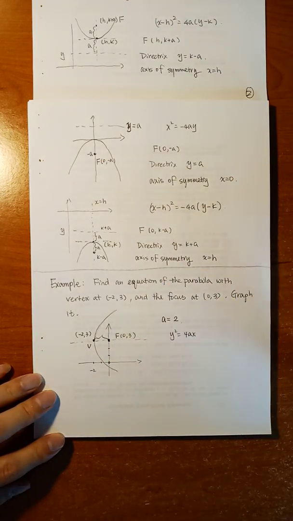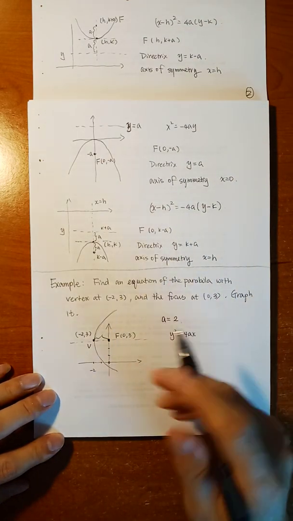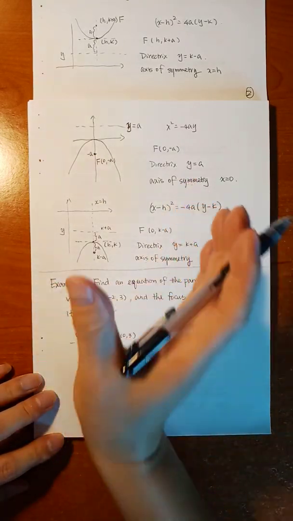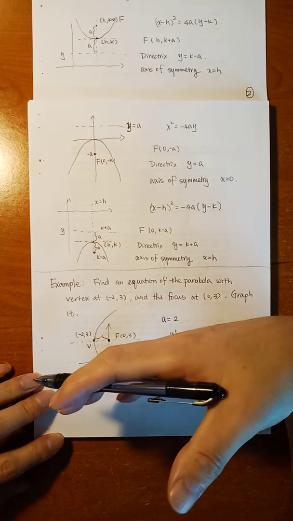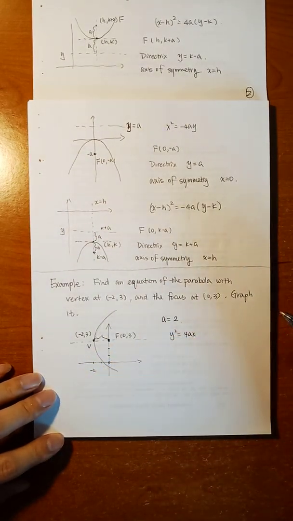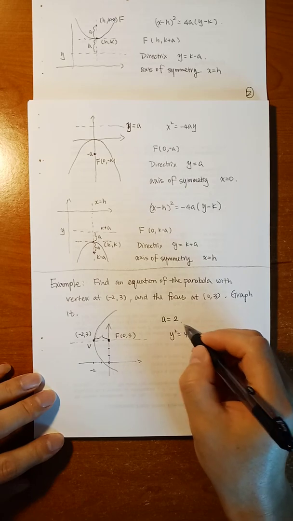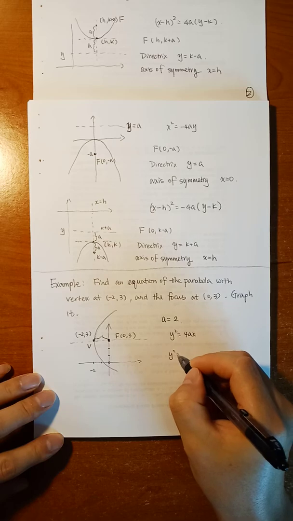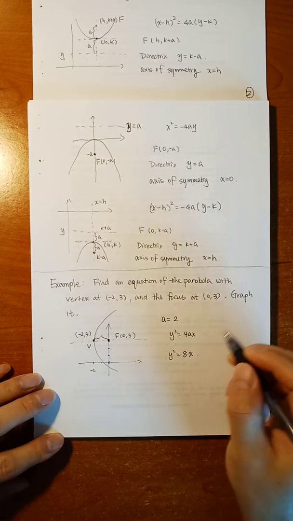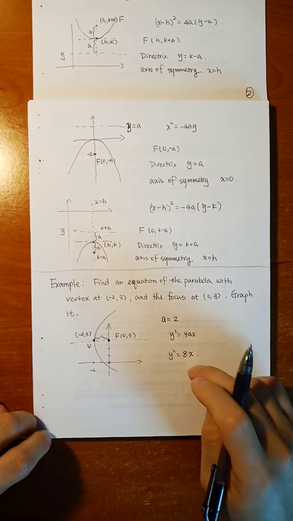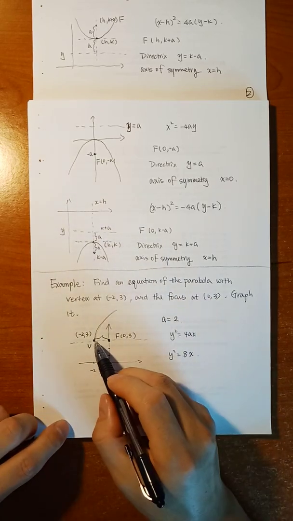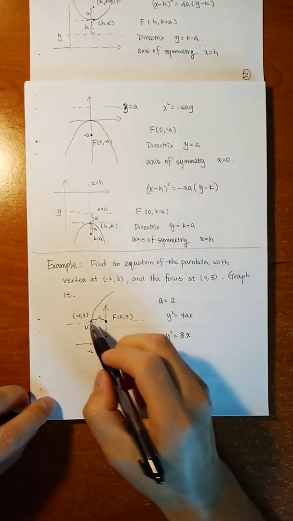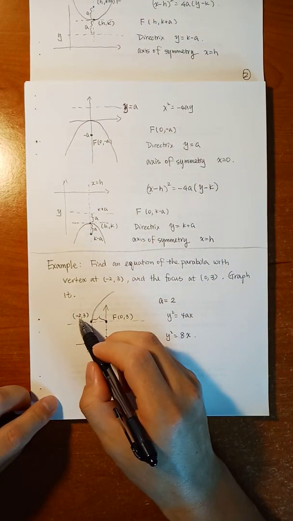Opening to the positive x, y squared is 4ax. Opening to the negative x, -4ax. Opening to the positive y, positive 4ay. Opening to the negative y, -4ay. So this is a standard formula. Because A is 2, it is equal to 8x. So this equation is the equation for the vertex at the origin, with A equal to 2. But now the vertex is at -2 and 3.